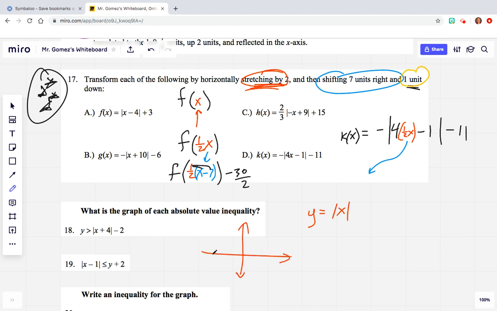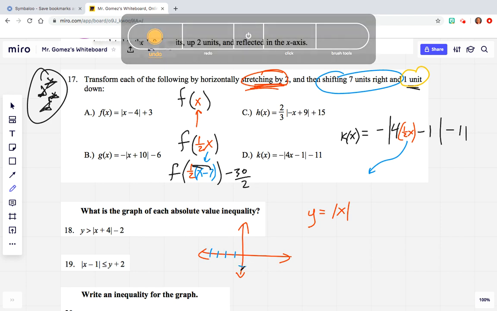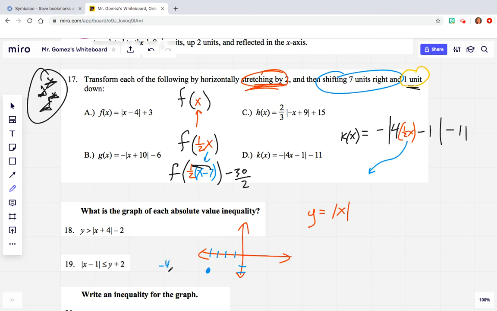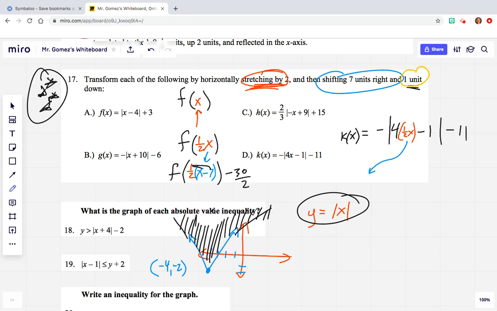And looking at number 18, it looks like it got shifted 4 units to the left. Okay, so no stretch or compression, just 4 units to the left, and it looks like that. But then it got shifted 2 units down. So 2 units down, the vertex is now going to be at -4, -2. And it still has a rise over run of 1. Okay? So it looks like this. But then at the very end, it's not equal to, even though I did have this as a reference as far as where to start. This is going to be all the y's that are greater than this blue graph right here. So basically, we're shading everything that's above this blue graph. And again, these go on forever, but the shading would be all up here. So that's how you do number 18.